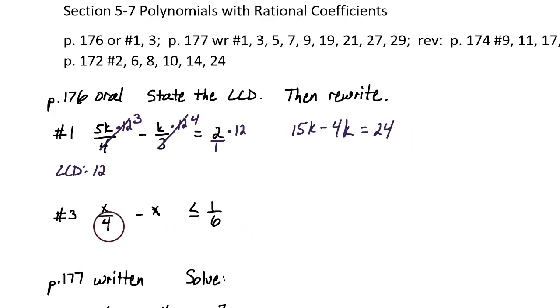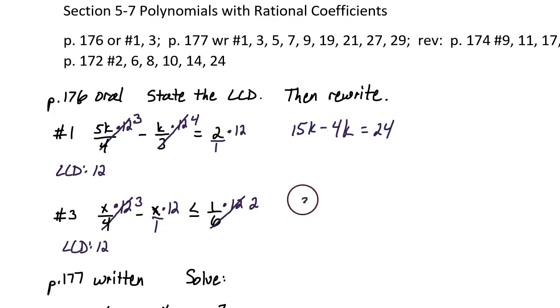Number 3 is the same. First we need the lowest common denominator for a 4, a 1, and a 6. That also happens to be a 12. So let's times the first term by 12, times this by 12, and times this by 12. 4 and 12 reduce to a 3. 1 and 12 don't reduce. 6 and 12 reduce to a 2. Notice how our denominators have all canceled away when we reduced. That's why we times everything by the LCD.